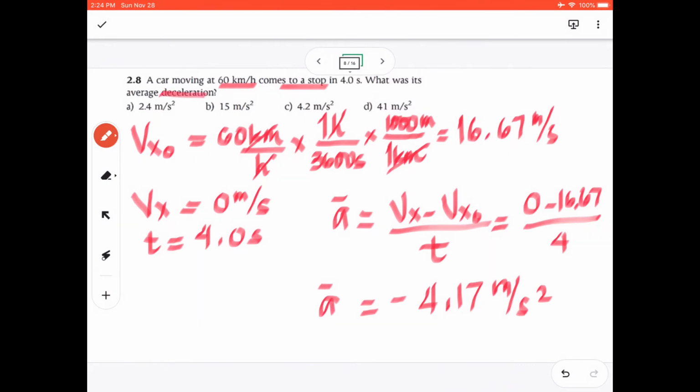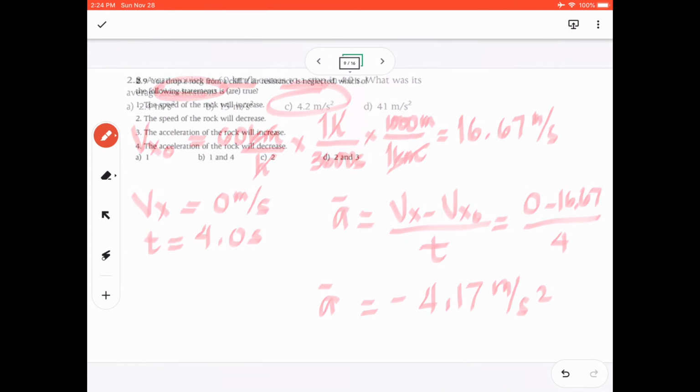But in your choices, you only have 2.4, 15, 4.2. So of course we will choose 4.2. It's already called deceleration in the problem, therefore we can safely choose 4.2. Alright, that's the answer.